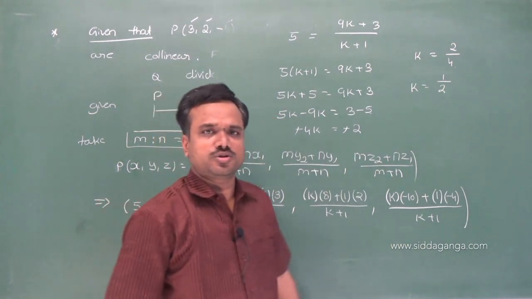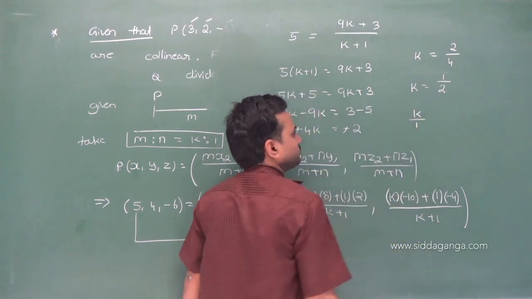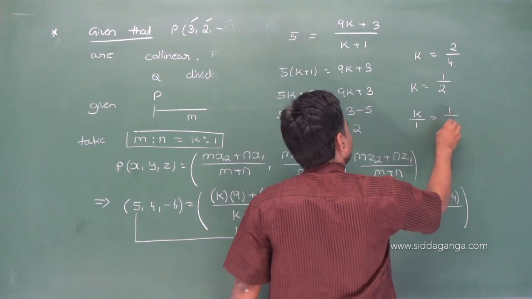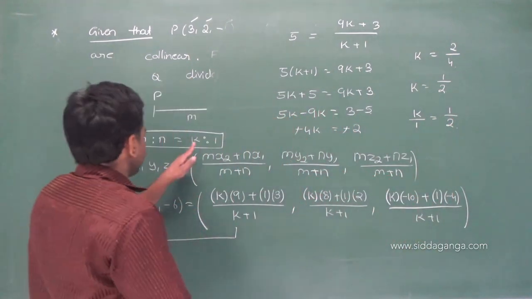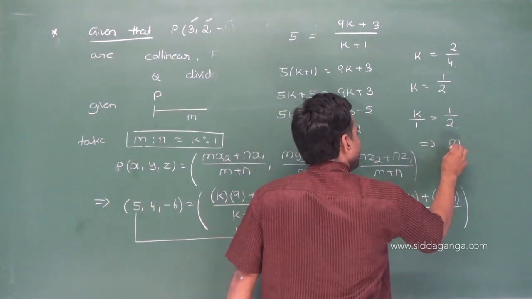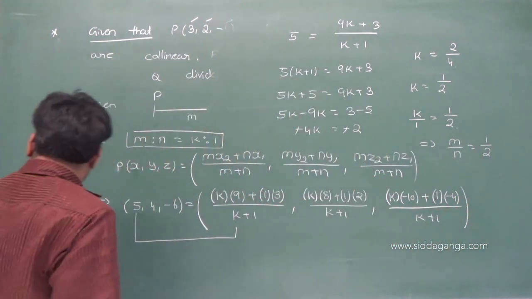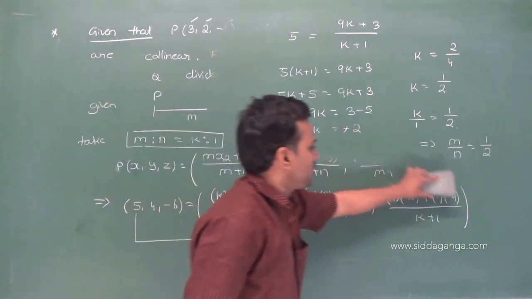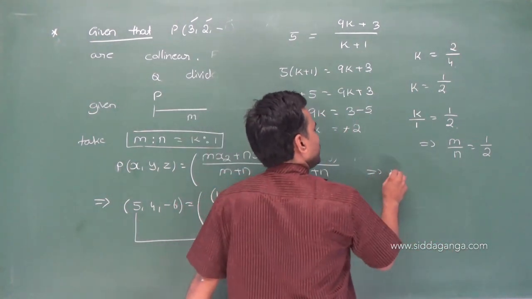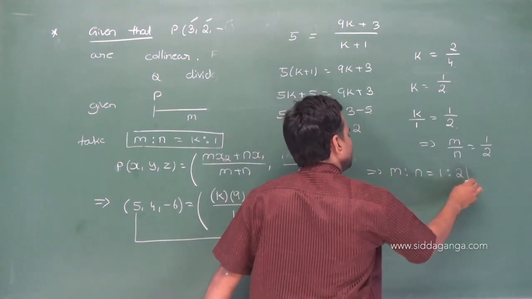Correct? K is equal to what? 1 divided by 2. This K is written as K by 1. K by 1 and K both are the same. K by 1 is what? 1 divided by 2. Correct? K is M, 1 is N. That implies M divided by N is what? 1 by 2. What about M and N? M and N are the ratio. That implies M is to N is equal to 1 is to 2.